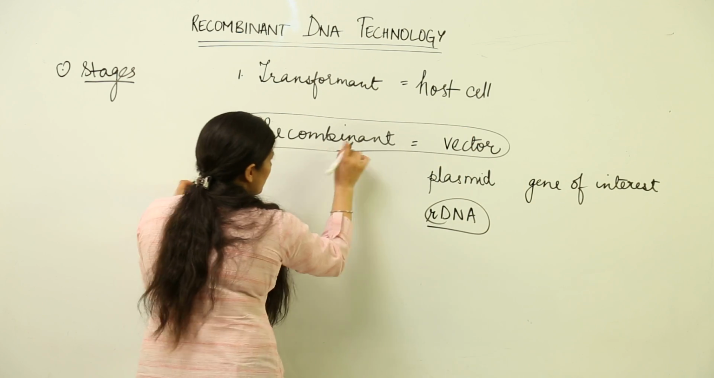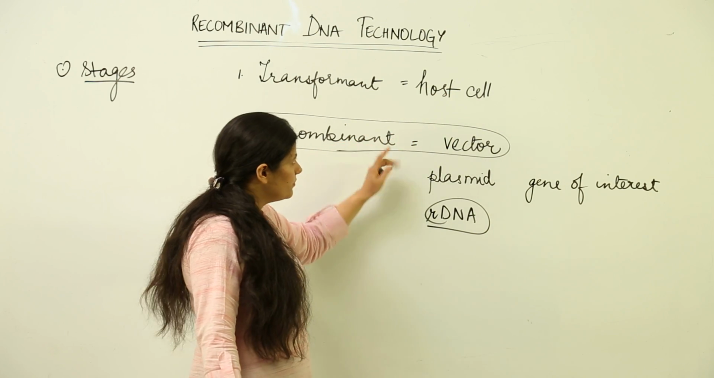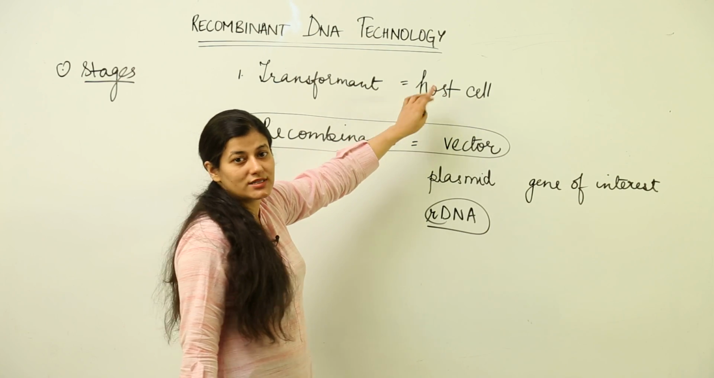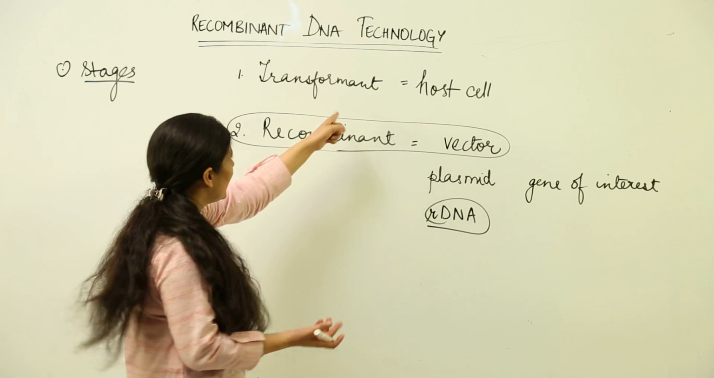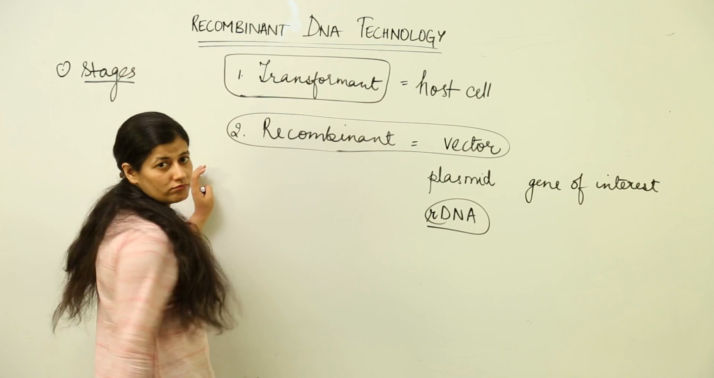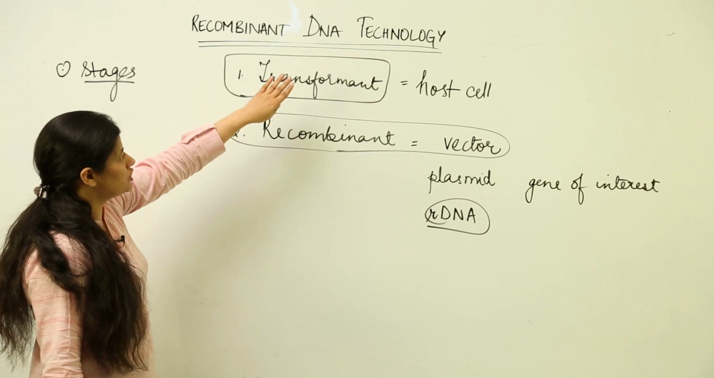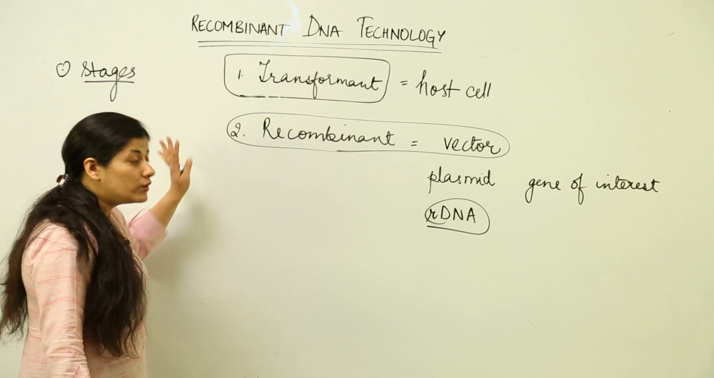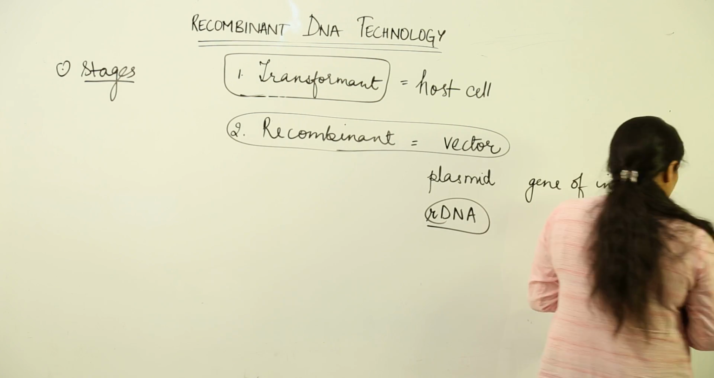When the plasmid has recombinant DNA inside it, it becomes the recombinant. Now this recombinant has to be incorporated into the host cell. This recombinant would be introduced into the host cell and that would transform the genetic composition of the host cell. Then the host cell becomes transformant. So with the help of a recombinant vector, we are going to achieve a transformant, and we are going to see what all stages are involved in this process.